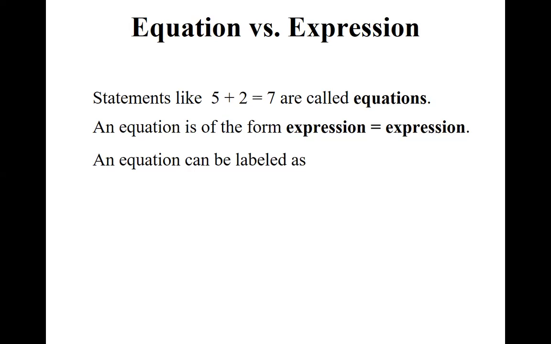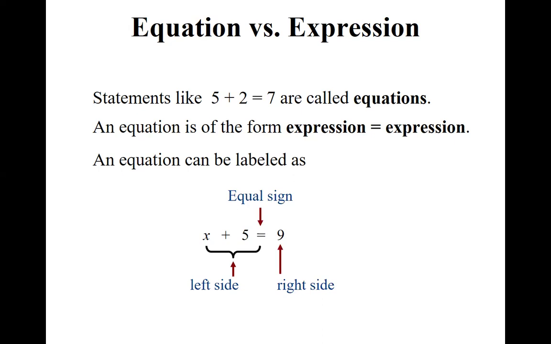So once again, statements like 5 plus 2 equals 7 are called equations. An equation is of the form expression equals expression, and we can label it as the left side of the equation, the equal sign, and the right side of the equation.